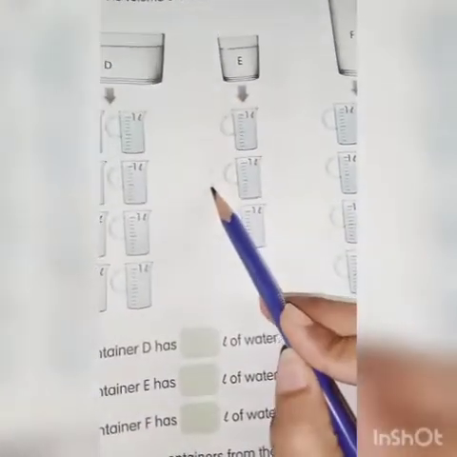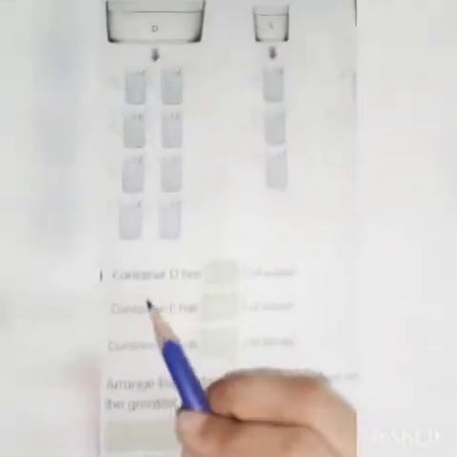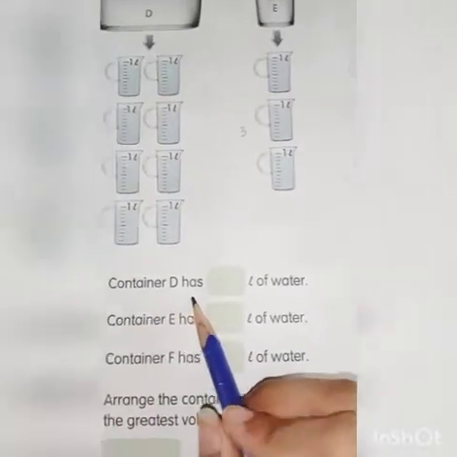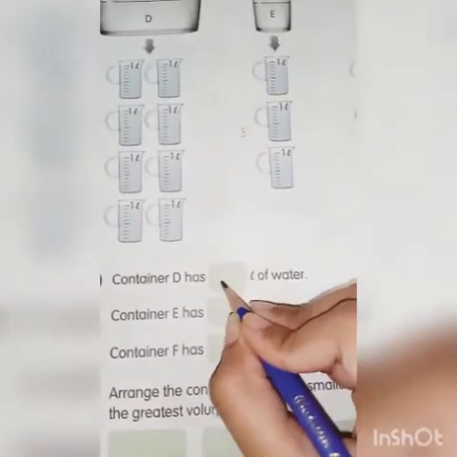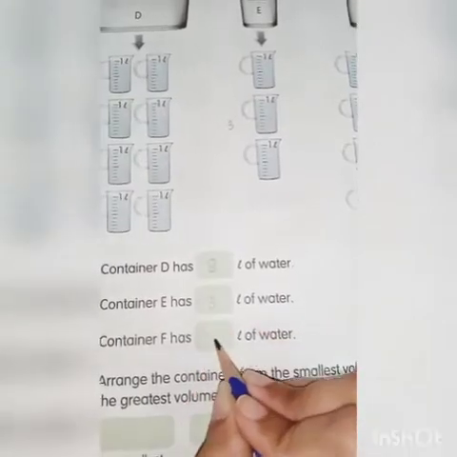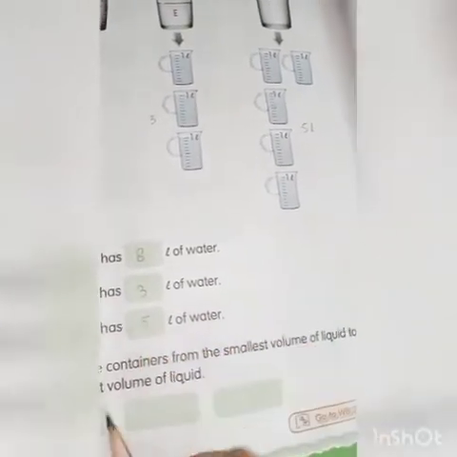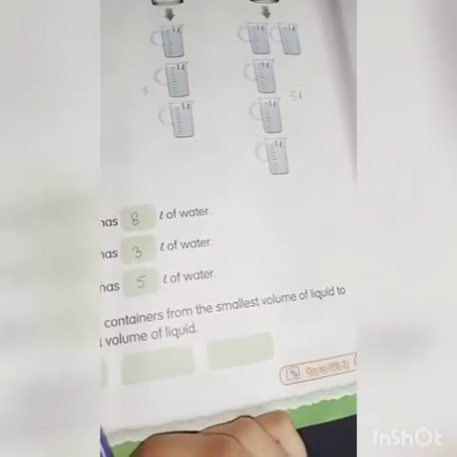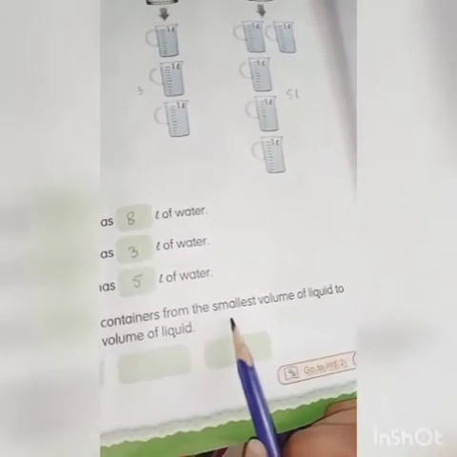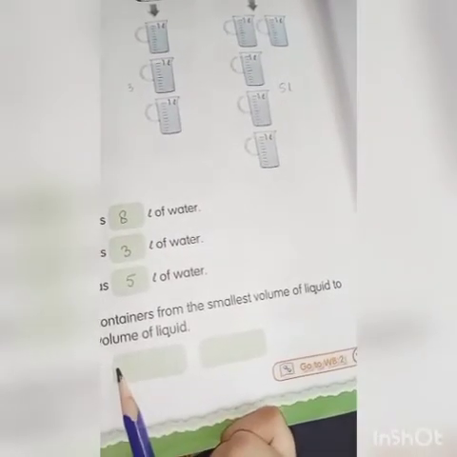In container E we have 3 liters. In container F we have 5 liters of liquid. Container D has 8 liters of water. Container E has 3 liters of water, while container F has 5 liters of water. Now here we have to arrange the containers from smallest volume to the greatest volume of the liquid.